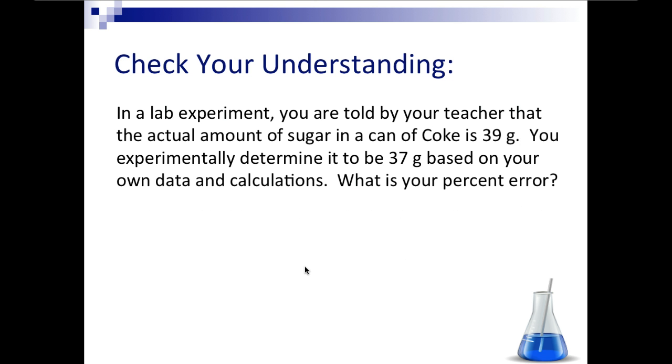So let's do a check your understanding. Remember, in order to get credit for your homework, you need to do this. In a lab, you are told by your teacher that the actual amount of sugar in a can of Coke is 39 grams. You experimentally determine it to be 37 based on your own data and calculations. What is your percent error? We'll go over this question first thing tomorrow morning.